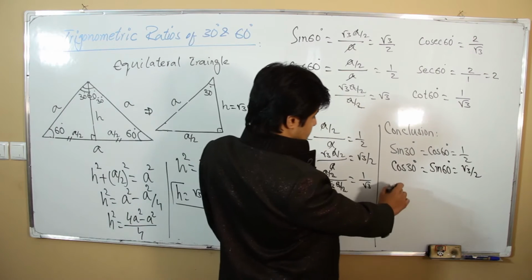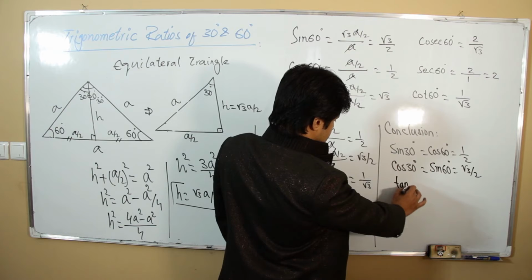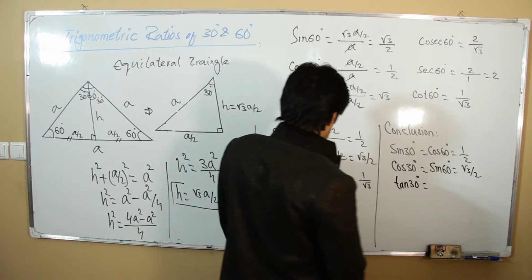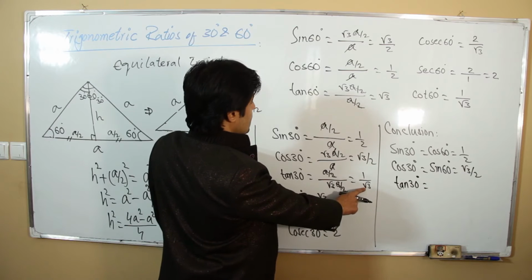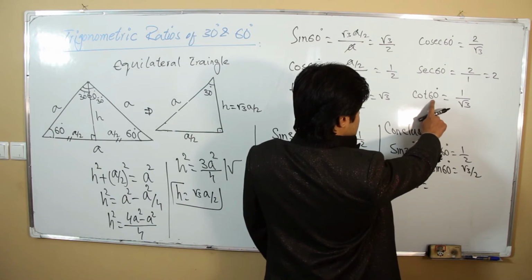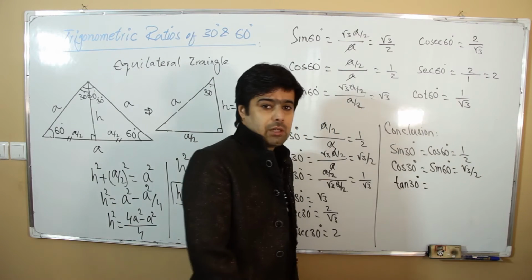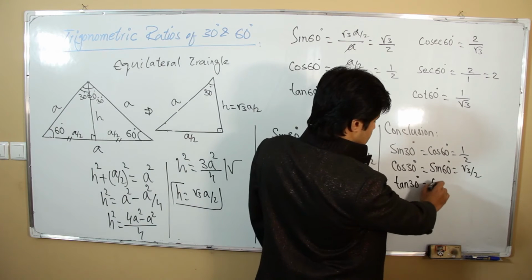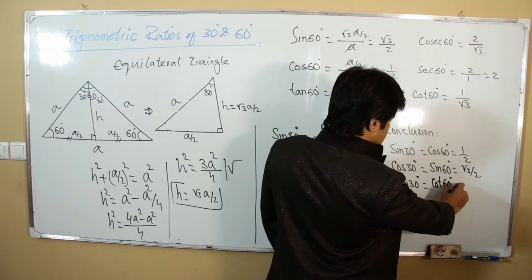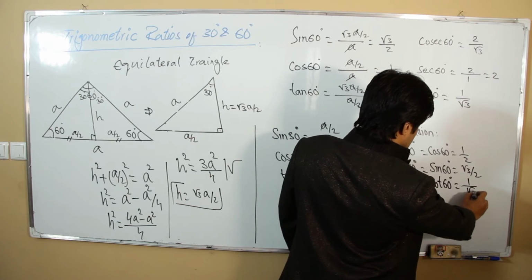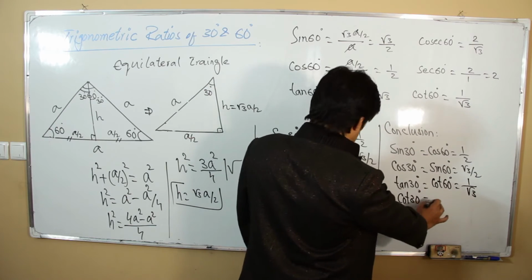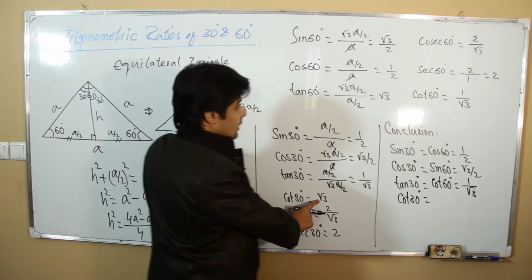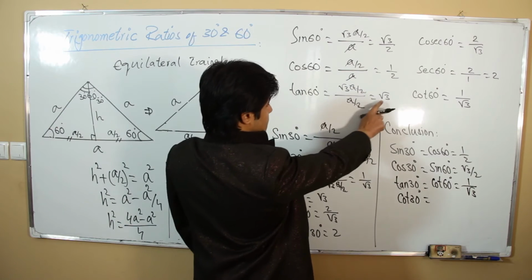Now, the next one, tangent of 30 degrees. It is 1 divided by root 3. Cotangent of 60, 1 divided by root 3. They are same. And cotangent of 30, it is root 3. Tangent of 60, it's also root 3.